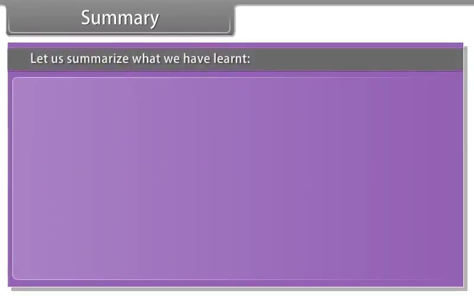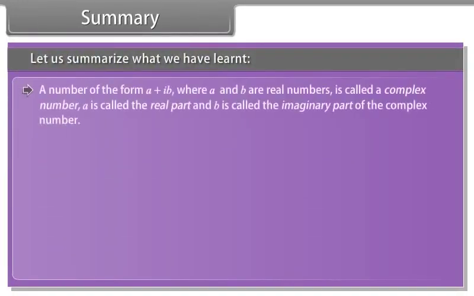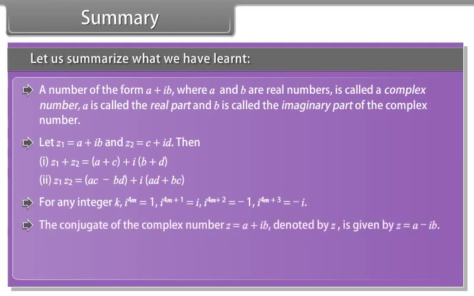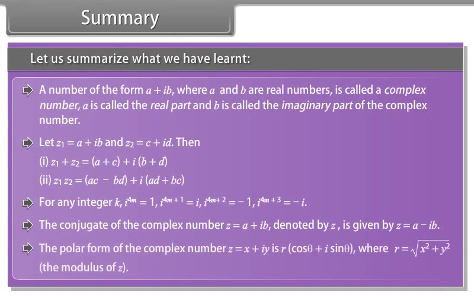Summary. Let us summarize what we have learned. A number of the form a plus b iota, where a and b are real numbers, is called a complex number. a is called the real part and b is called the imaginary part of the complex number. The conjugate of the complex number z is denoted by z bar. The polar form of the complex number is as shown.